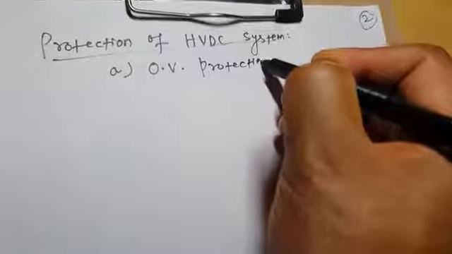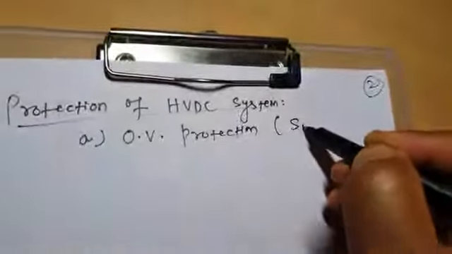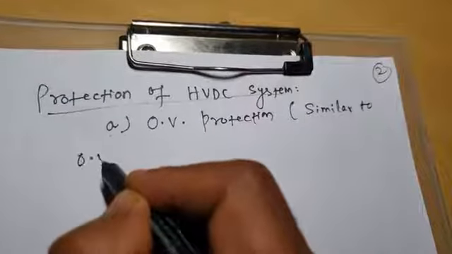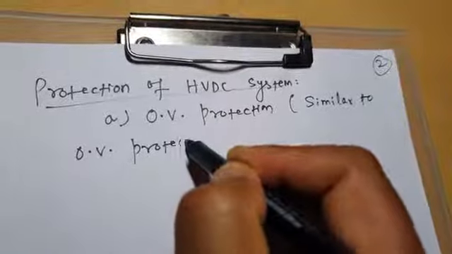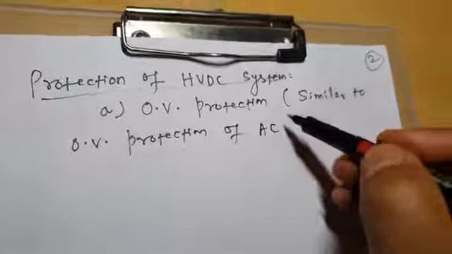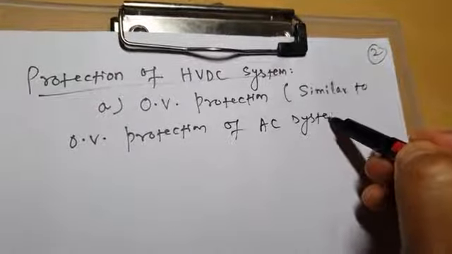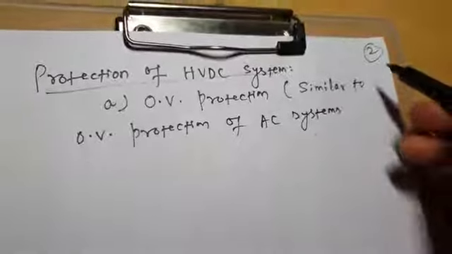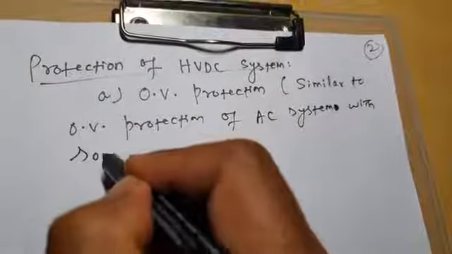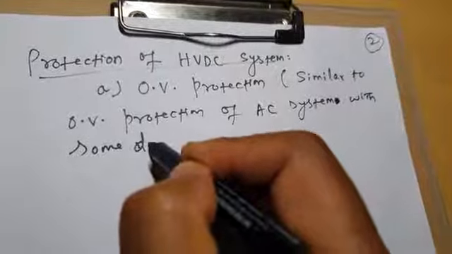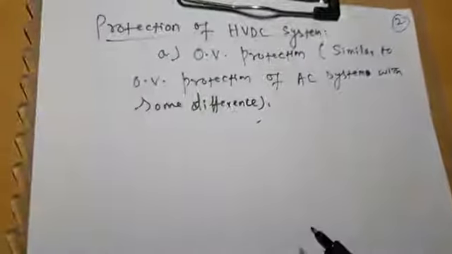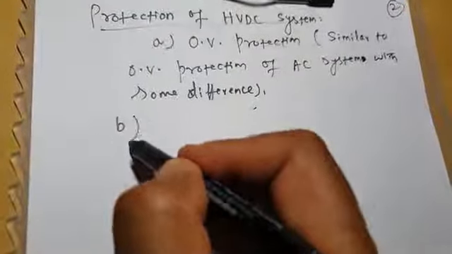Now this overvoltage protection is, I can write here, similar to overvoltage protection of an AC system, which you have just now studied a few moments back. Overvoltage protection of an HVDC system is similar to that of an AC system with some minor differences. We will discuss how overvoltage protection of an HVDC system is provided in a minute's time.